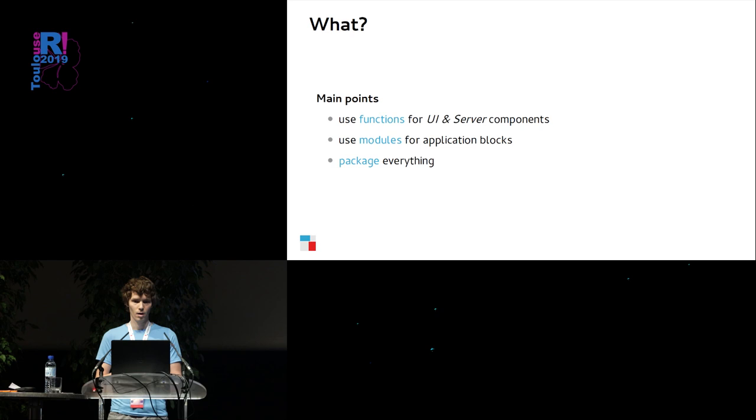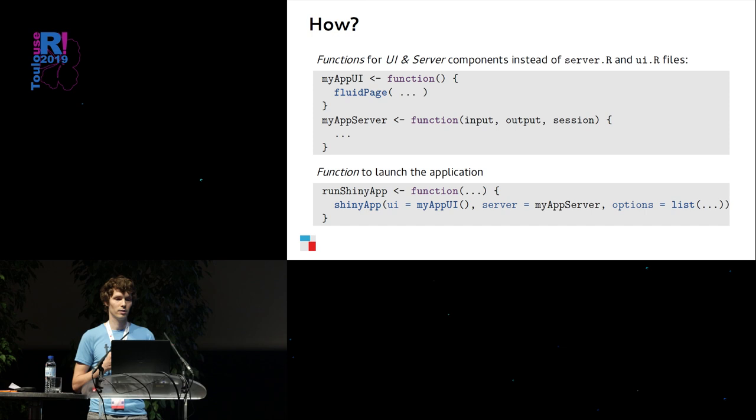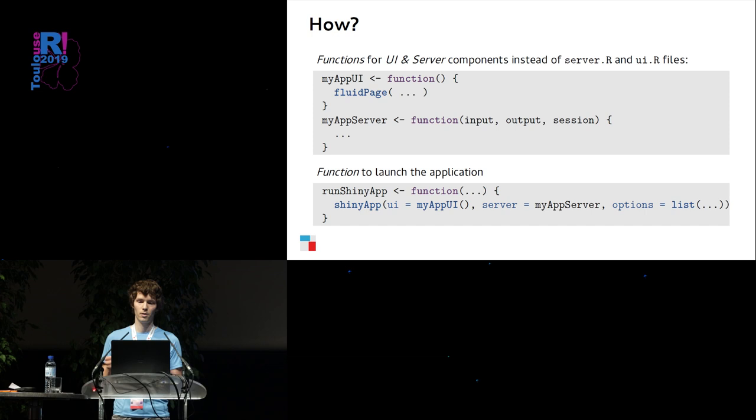So we start with the first point, the function. With traditional Shiny apps, you have two R script files, server.R and ui.R. And here I propose instead that we use functions for that. As you can see on the screen, in a simple example, we have a function for the UI, which contains all the layout, and a function for the server. And then with that, we can easily add a function to launch our application.